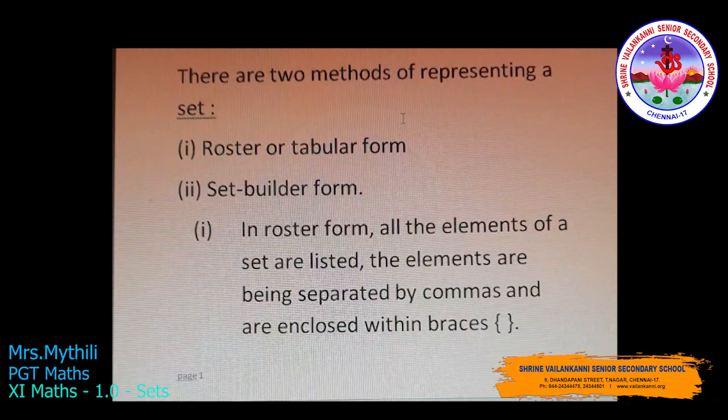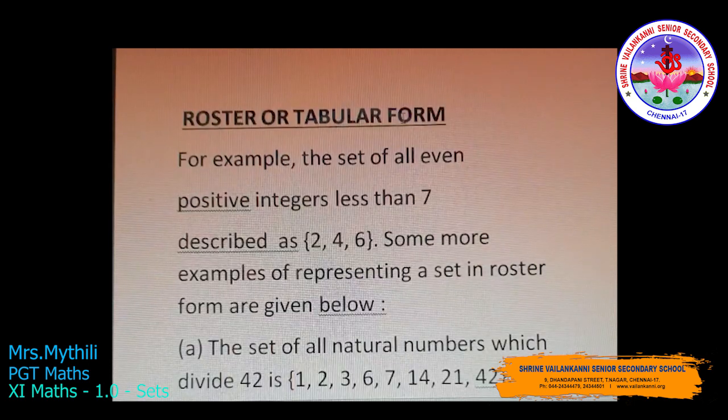There are two methods of representing a set. The first method is roster or tabular form, and the second one is set builder form. In roster form, all the elements of a set are listed. The elements are separated by commas and are enclosed within braces. Let's see some examples of writing in roster form.